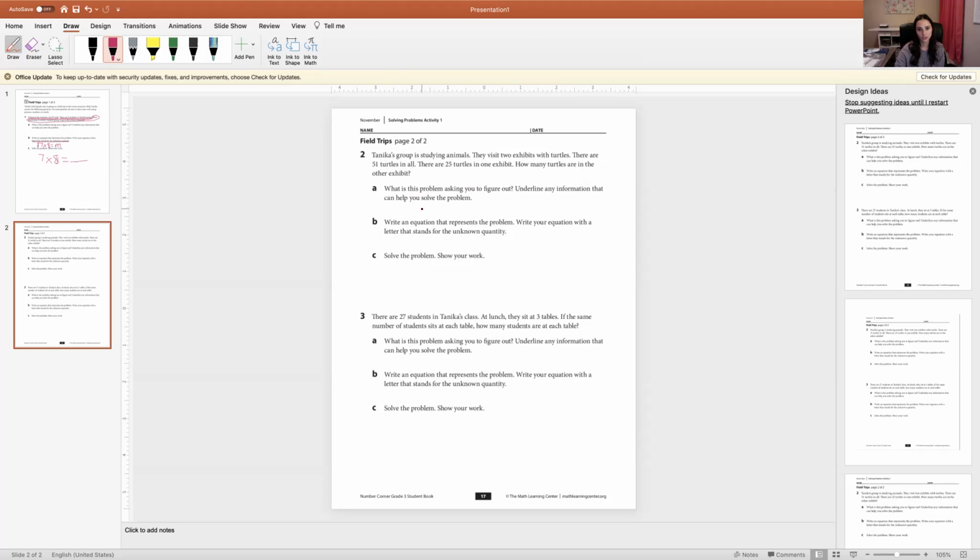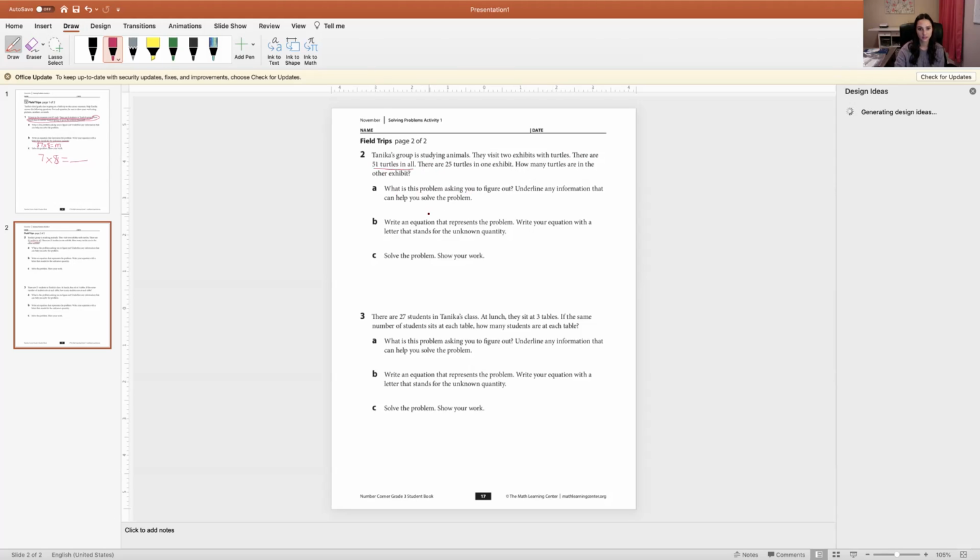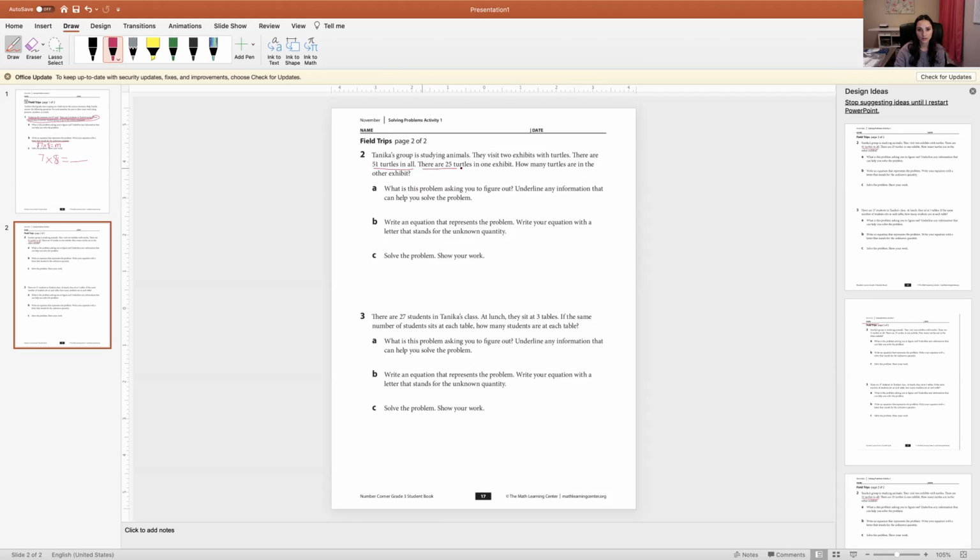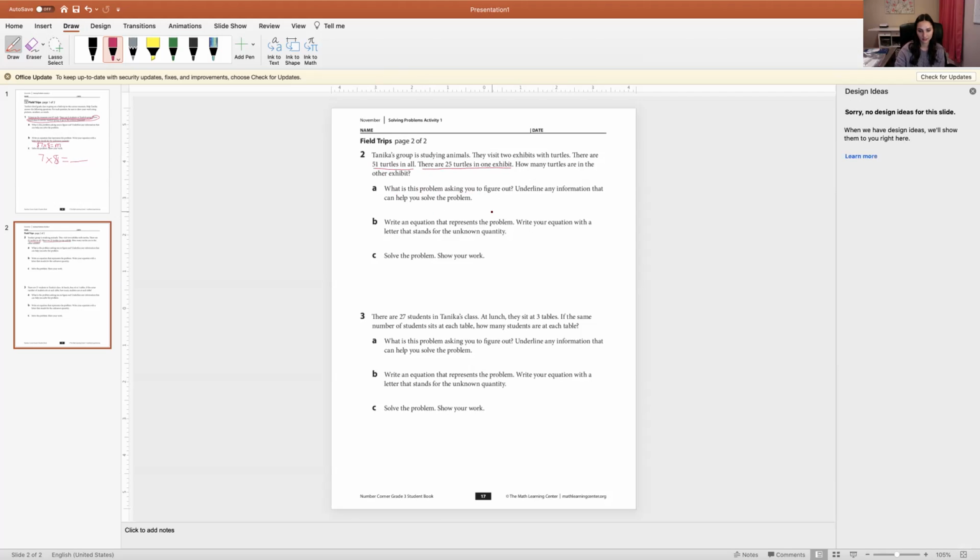Underline any information that can help you solve the problem. So I'm going to go through and underline anything with a number. So there are 51 turtles in all. Okay, that's good to know. And there are 25 turtles in one exhibit. And then I'm going to circle this again. How many turtles are in the other exhibit? But you are going to write that question down for letter A. So letter A, you are writing how many turtles are in the other exhibit, because that is what you are trying to figure out.